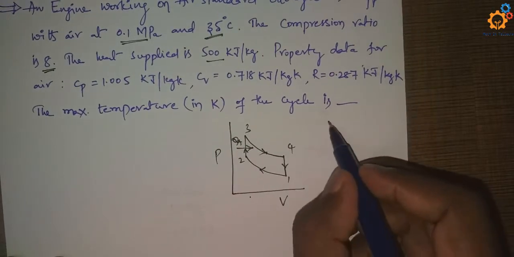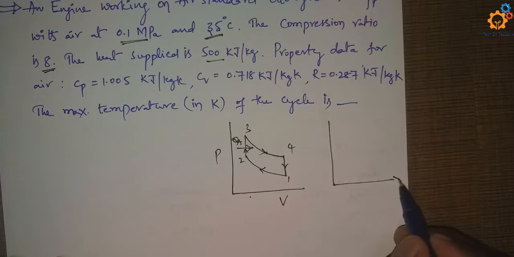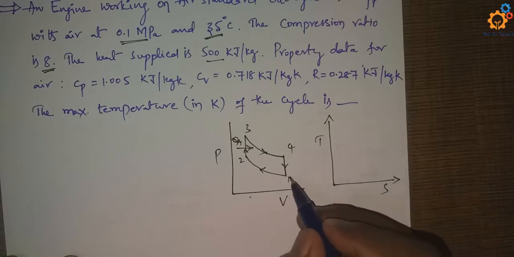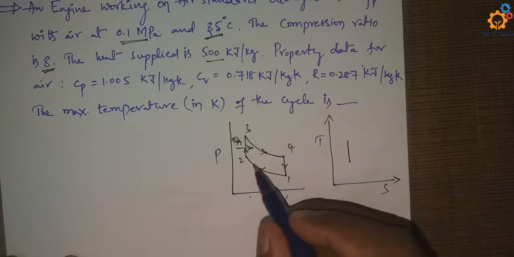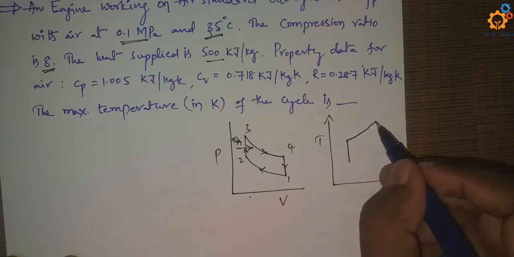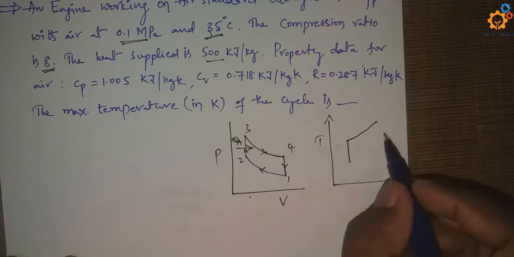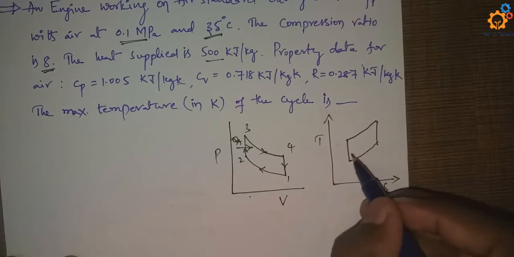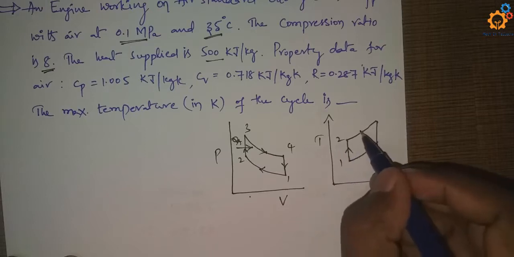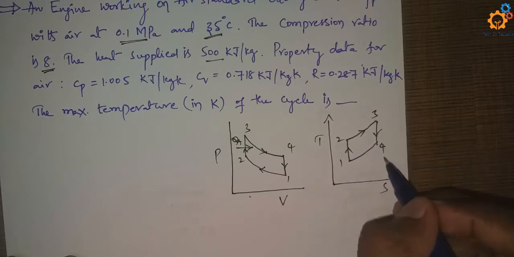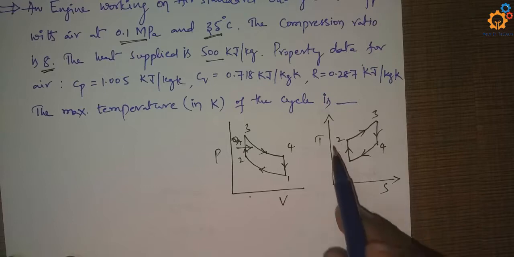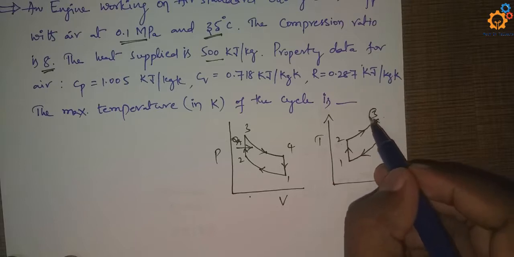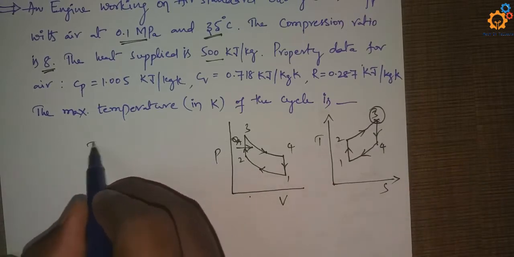If you look at this in T and S diagram, 1 to 2 is isentropic. This is constant volume, and 3 to 4 is again isentropic. 4 to 1 is constant volume, right? So this is 1 to 2, 2 to 3, 3 to 4, and 4 to 1. In this cycle we got maximum temperature at 3. That means we need to find T3.